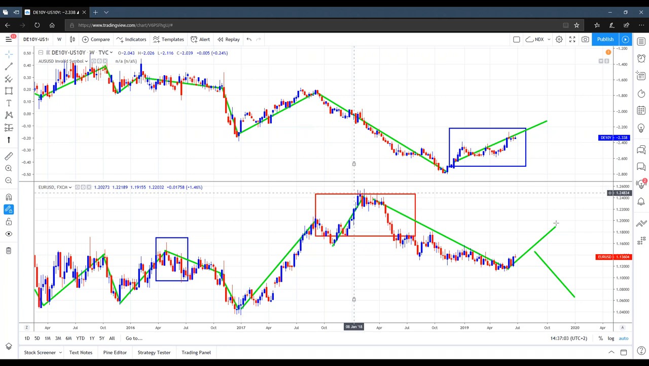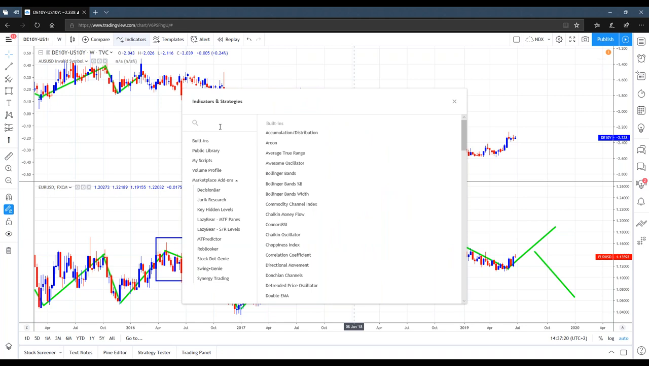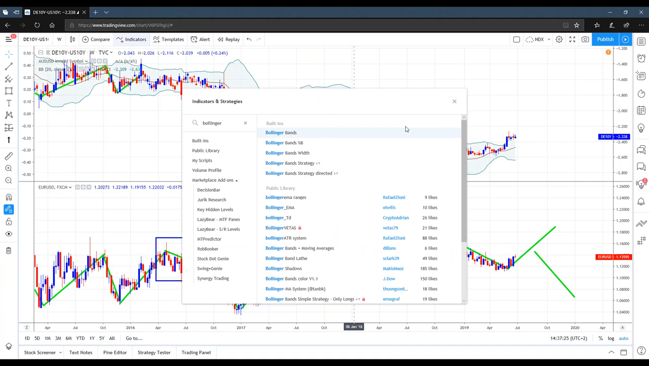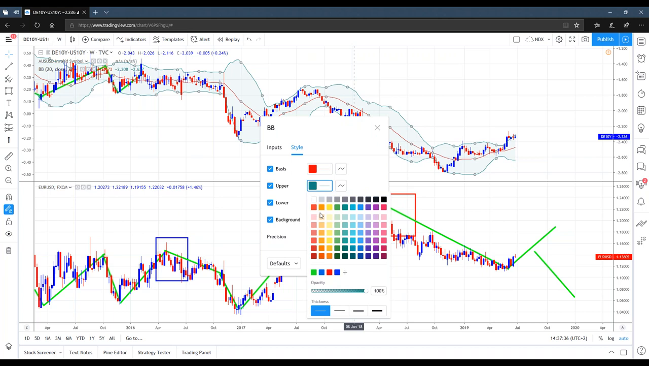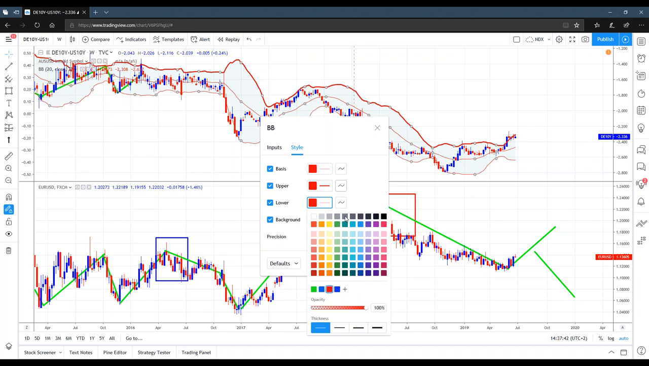So I'm just going to add a Bollinger band. Let's clean up this chart over here. Okay, let's now add in a Bollinger, just the standard settings. Right, let's make this red, a little thicker. And I want to add that percent B indicator.